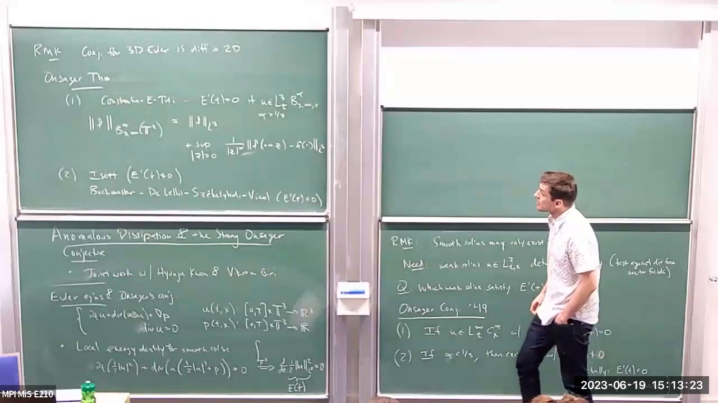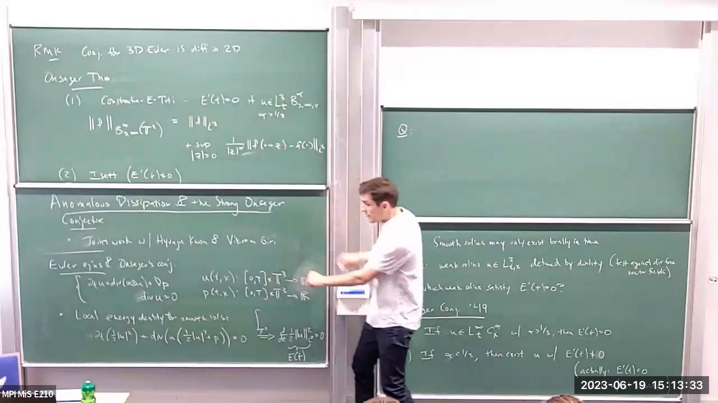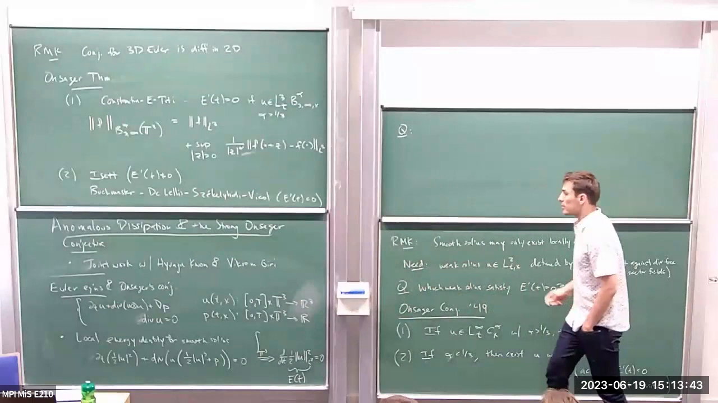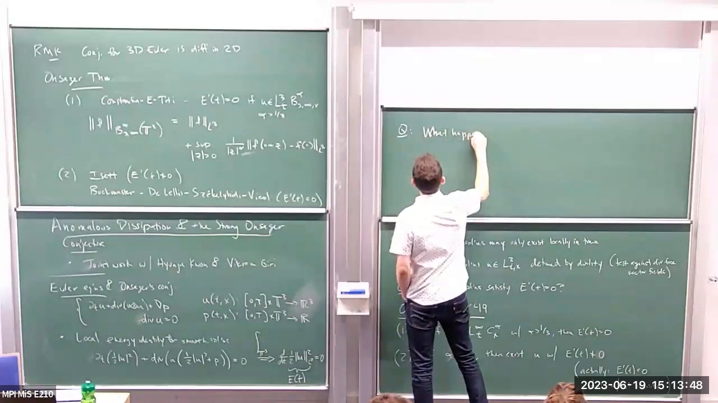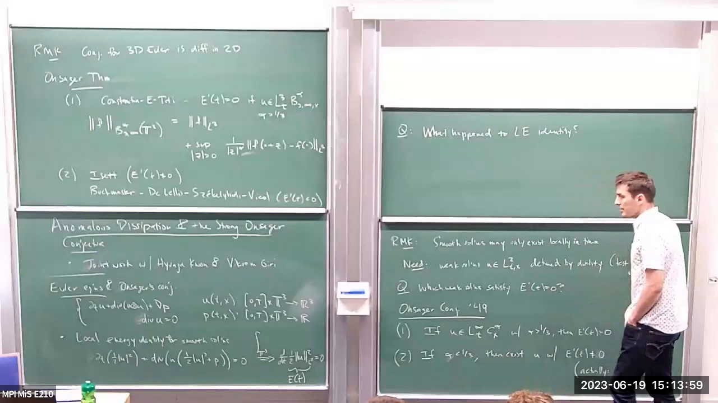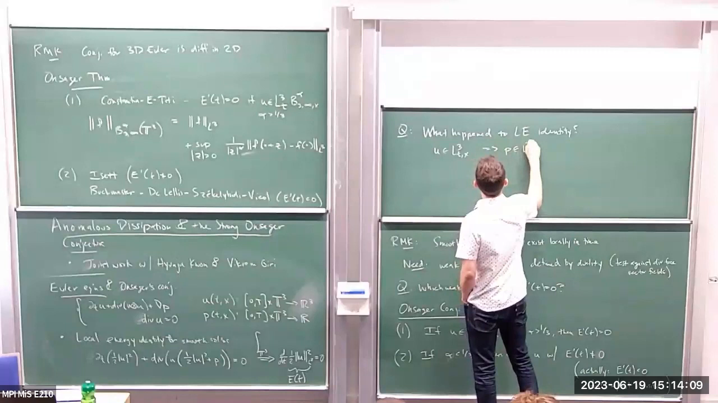But the question still remains, what happened to the local energy identity with L4 smooth solutions? So it has to be violated somehow if this theorem is to hold. But the question is, how exactly is it violated? So what happened to local energy identity? And if I have a weak solution, which is an L3TX, then I get that P is an L3 halves TX.